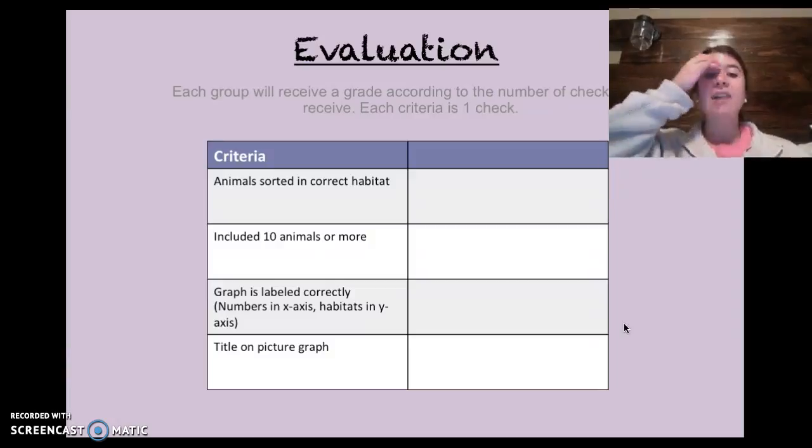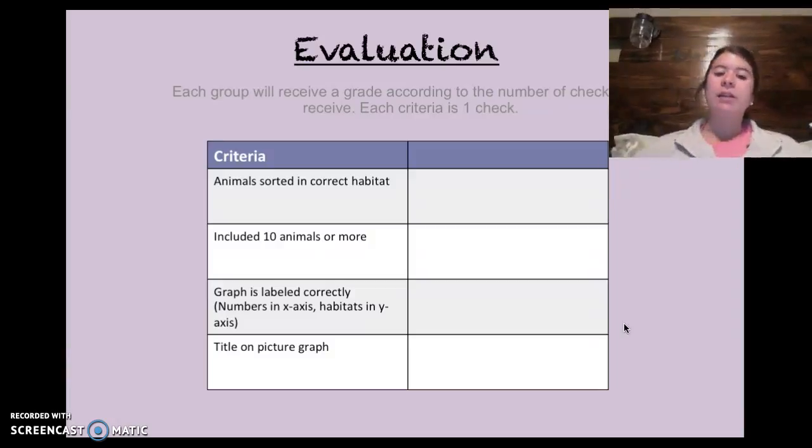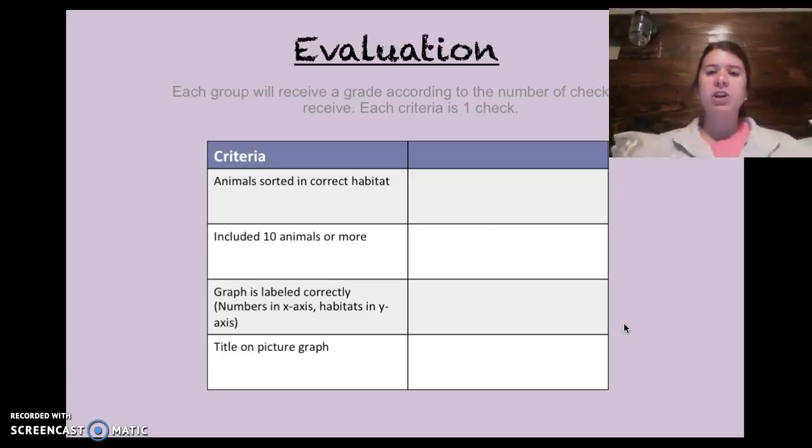Is the graph labeled correctly? Are the numbers in the x-axis? Are the habitats in the y-axis? This will probably be about 2 points. And then, do they have a title on their picture graph? If you look at this picture graph and you're not really sure what it's about, you could probably figure it out, but it's always very important to have a title.